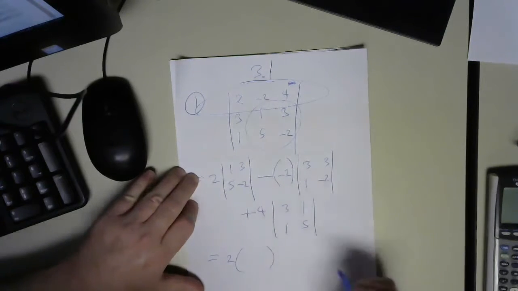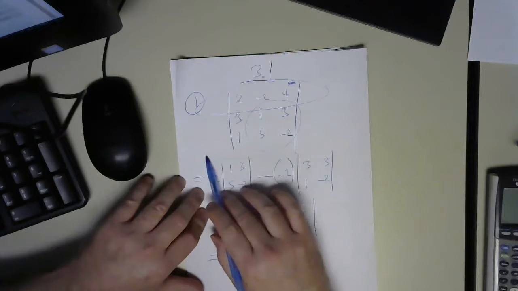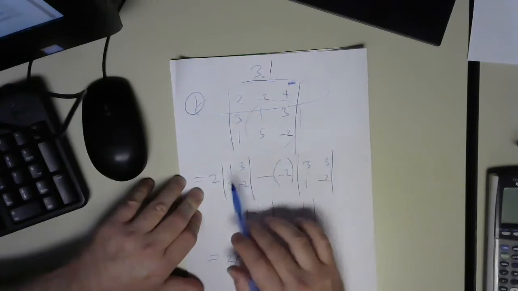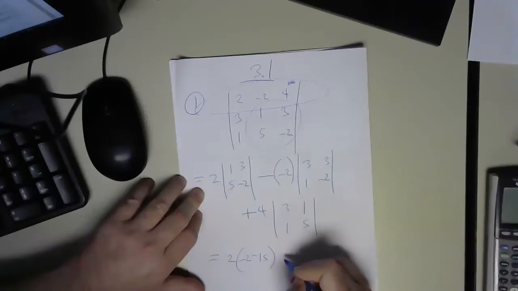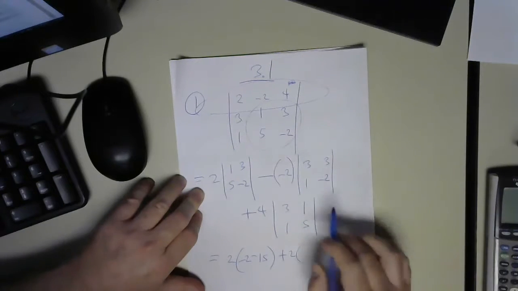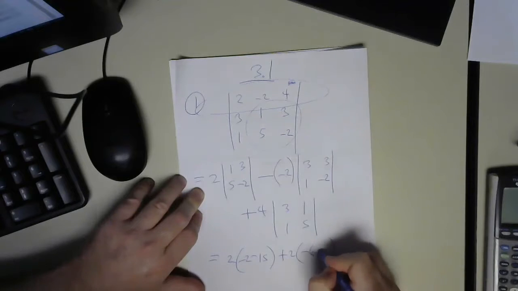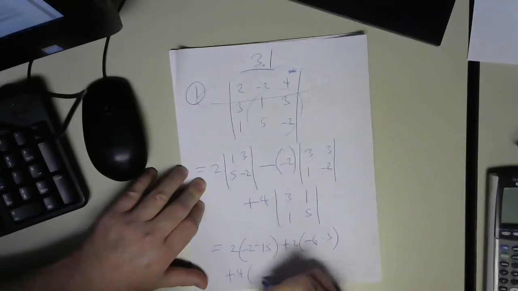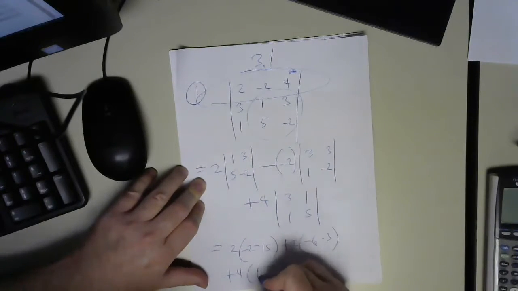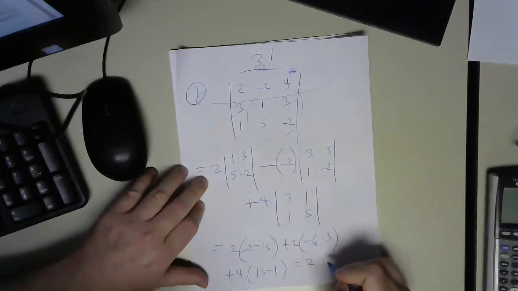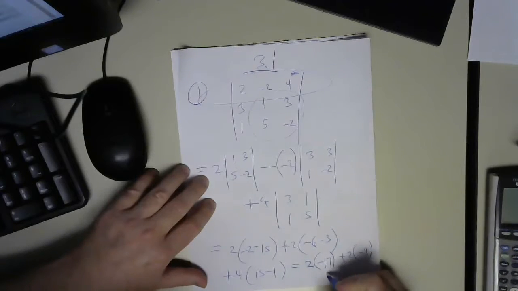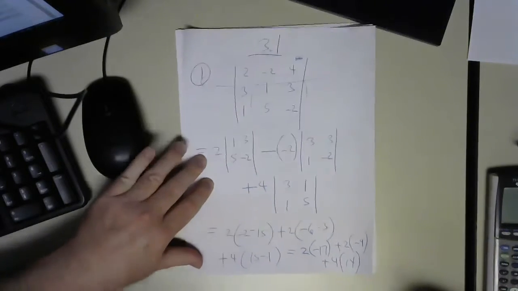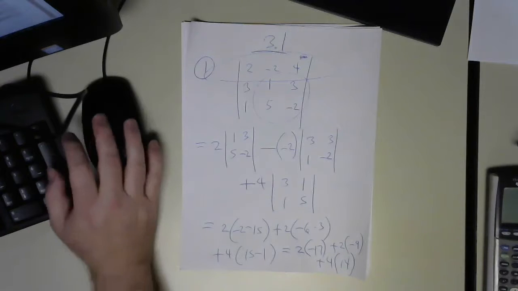And you might remember the 2 by 2 determinants are easy to compute. It's always this minus this. So -2 minus 15. -6 minus 3. 15 minus 1. All right, and so you would just plug all that into a calculator.